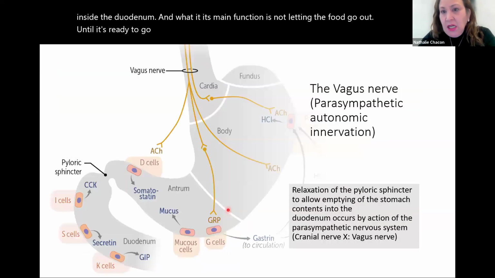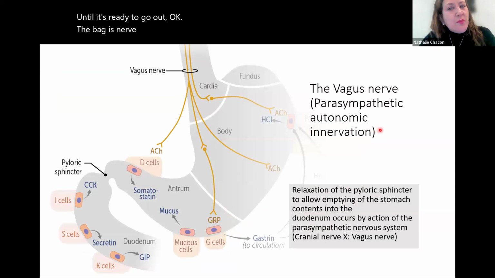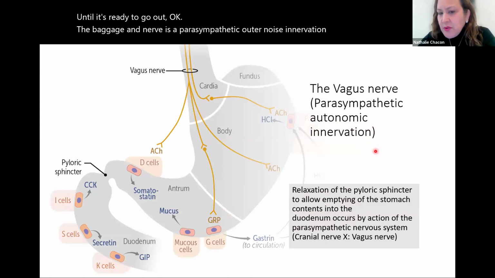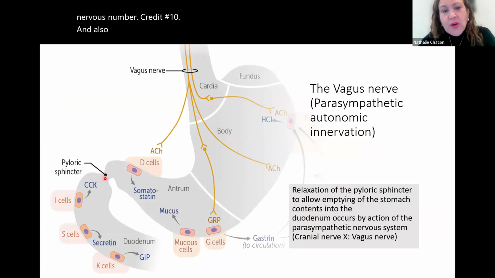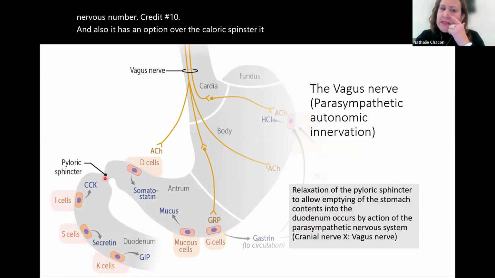The vagus nerve is a parasympathetic autonomic innervation. Remember, the vagus nerve is cranial nerve number 10. It also has an action over the pyloric sphincter. It relaxes it, and it's commanded by the parasympathetic nervous system.